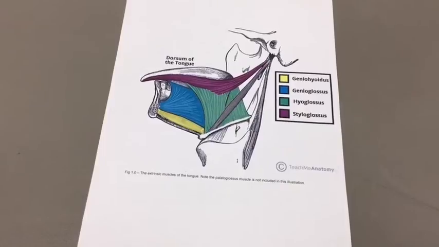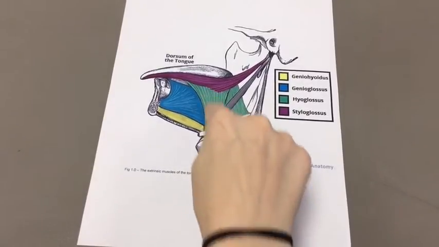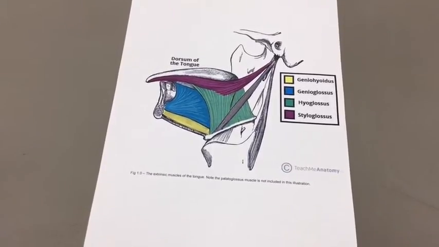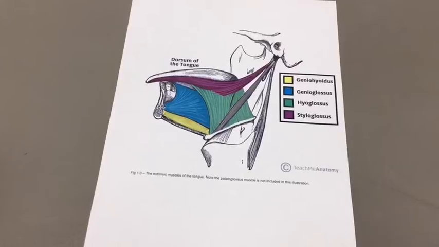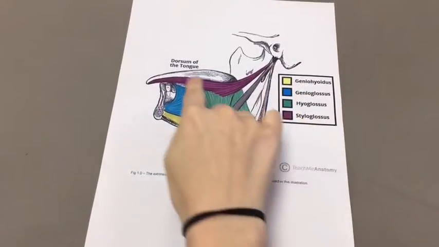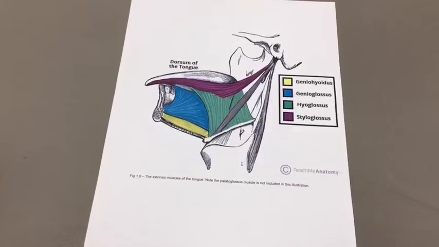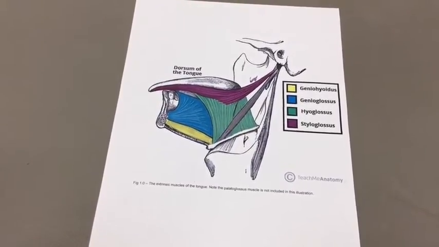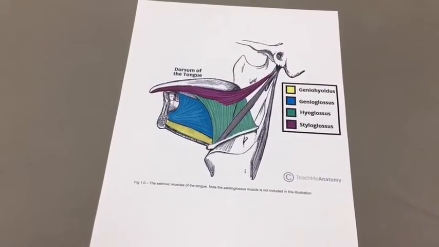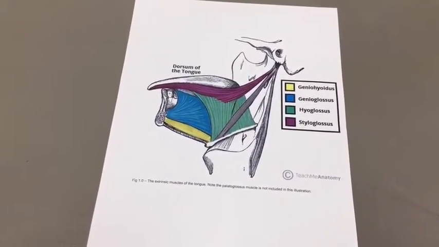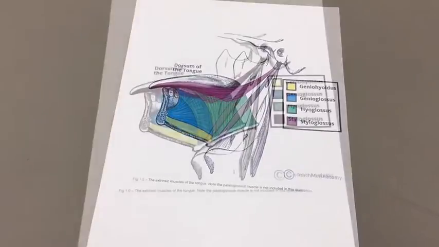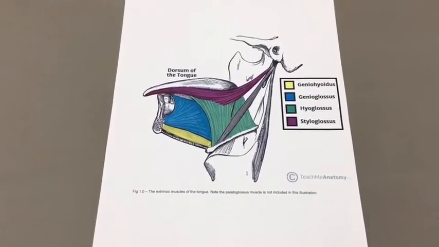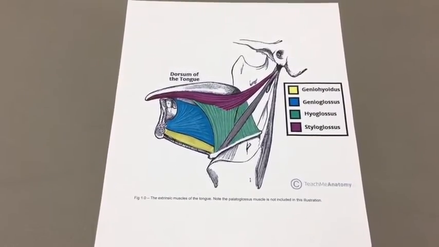Next, the hyoglossus, which is right here in the green. Its function is to depress and retract the tongue. The styloglossus, here in the purple, its function is to retract and elevate the tongue. Now, not pictured is the palatoglossus, which is not innervated by the hypoglossal nerve, but it is an extrinsic muscle of the tongue. The activity of the hypoglossal nerve is controlled by both voluntary and reflexive neural circuits.